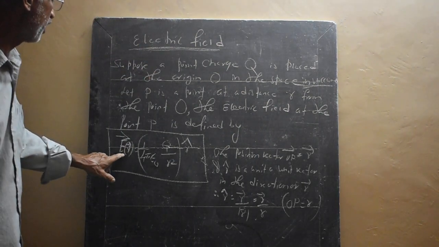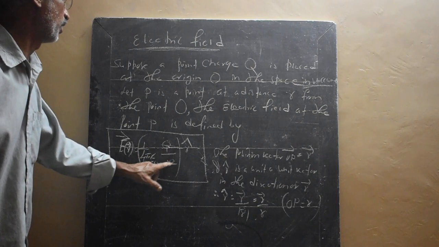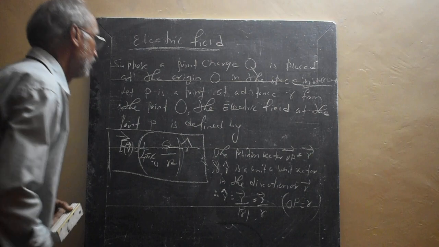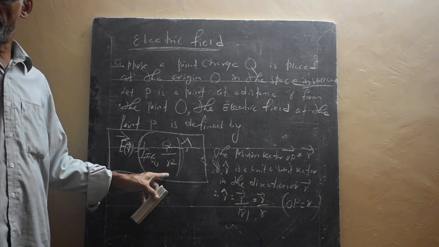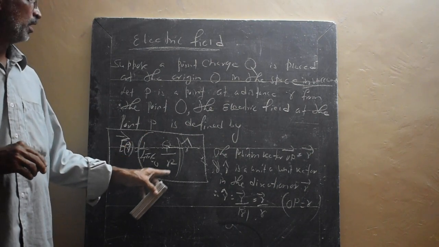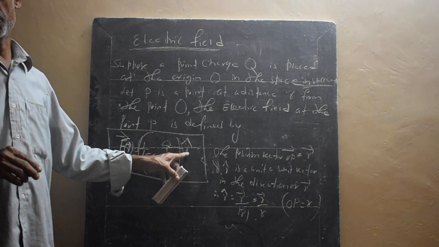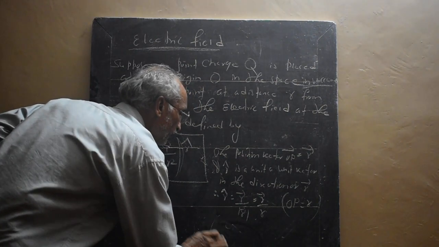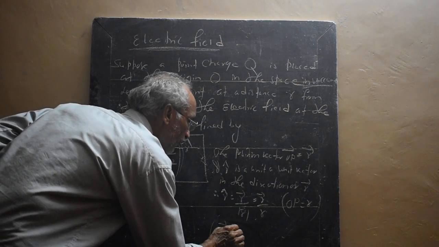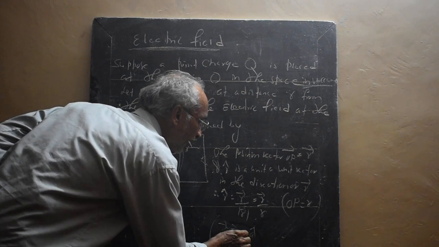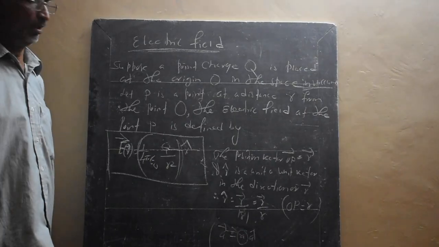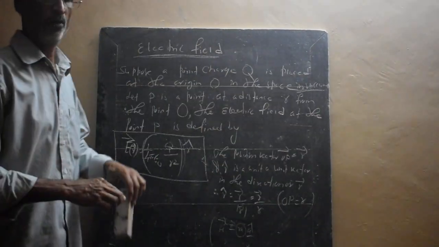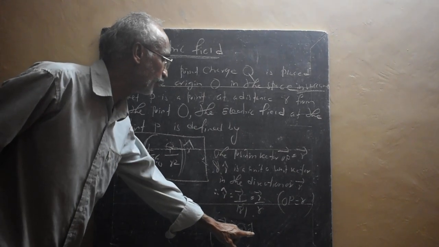So, E bar of R bar is equal to 1 upon 4 pi epsilon naught, Q upon R square, into R cap. Actually, this 1 upon 4 pi epsilon naught Q upon R square represents the magnitude of the electric field, and this R cap gives the direction of the electric field. Now, just move on to one point. Any vector A bar is equal to A into A cap, where A is the magnitude of that vector A bar, and A cap gives the direction. A vector quantity has both magnitude as well as direction.